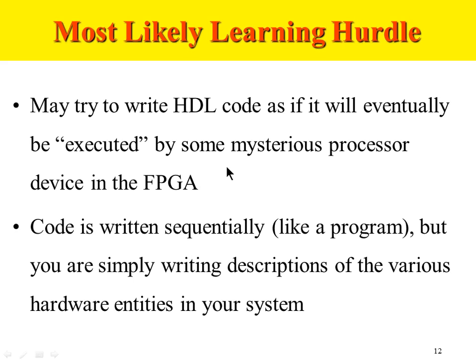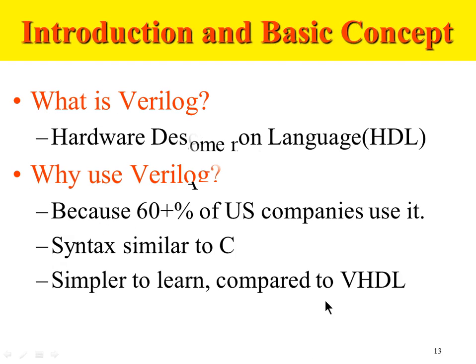In the case of embedded systems or software, when you're trying to run a software application, ultimately it will work on a processor somewhere. So that's a key difference there. Code is written sequentially like a program, but you are simply writing descriptions of various hardware entities in your system. Again, the same issue is sequential execution versus parallel execution, and we'll see how to describe these things in Verilog. So what is Verilog? Verilog is really a hardware description language. We're describing the hardware. We are not programming the hardware.